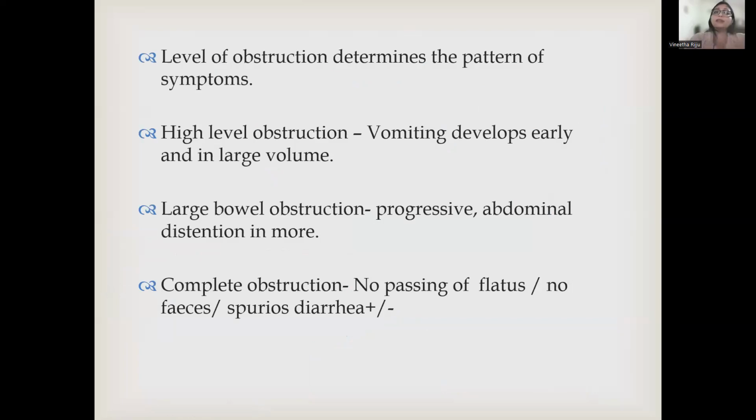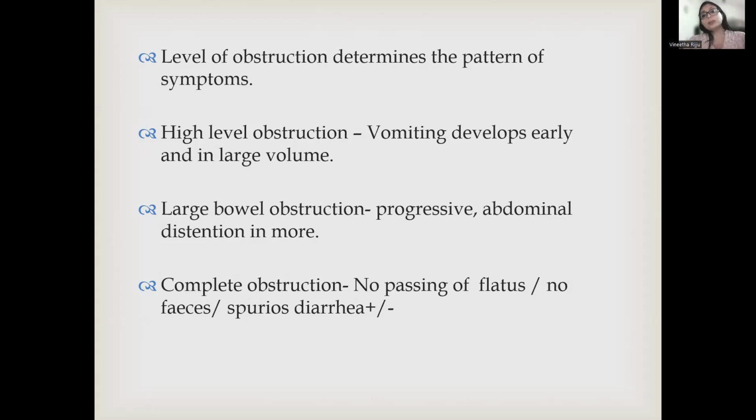So level of obstruction determines the pattern of symptoms. If it is a high level obstruction, the vomiting develops early and it is large in volume. If your patient is telling you that, doctor, I do not know from where I'm vomiting so much, I'm eating or drinking so very little, but I'm vomiting in huge volumes, you need to understand this is a high level obstruction.